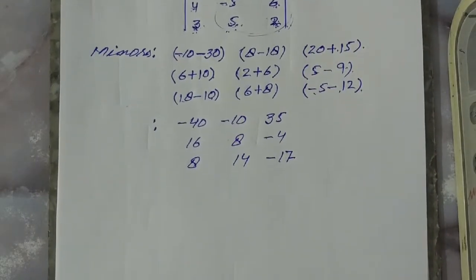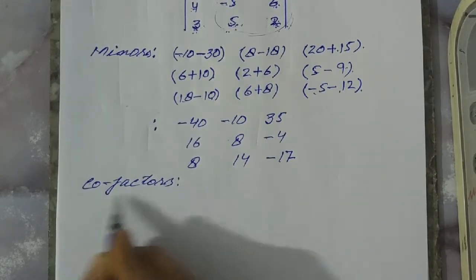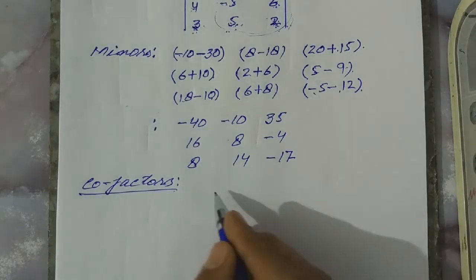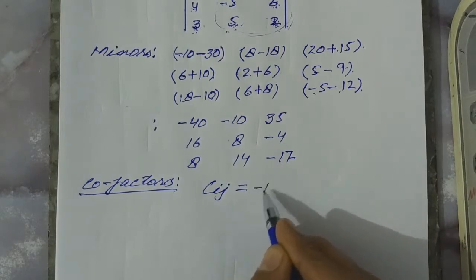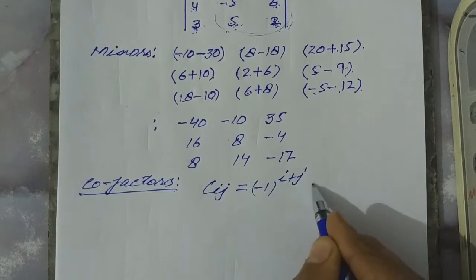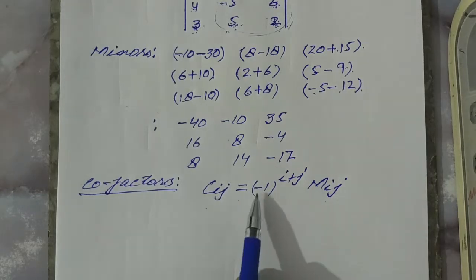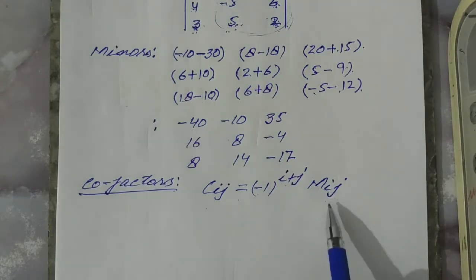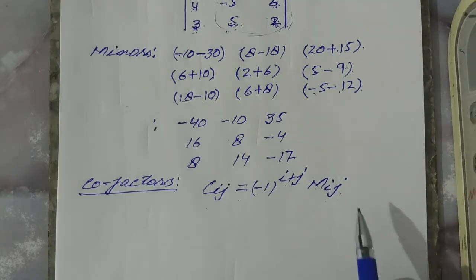So now we have to talk about the cofactors. So write down subheading cofactors. As we know, the relation between the cofactor and minor is Cij, that is cofactor ij, is equal to minus 1 raised to the power i plus j into Mij. So this is the relation between cofactor and minor. With the help of minors, we may find the value of the cofactor of each element of the determinant by multiplying the minor by minus 1 raised to the power i plus j, where i is the number of the row, and j the column to which that element belongs.